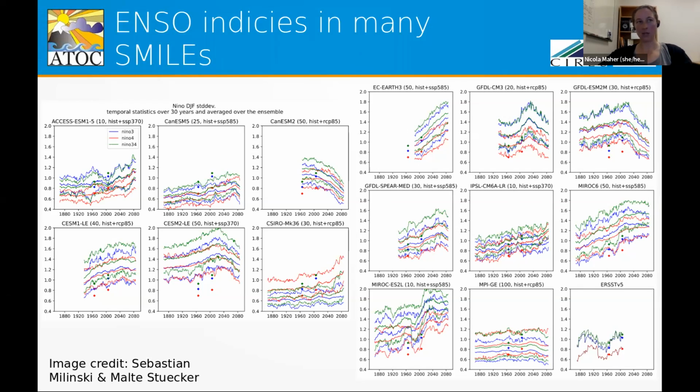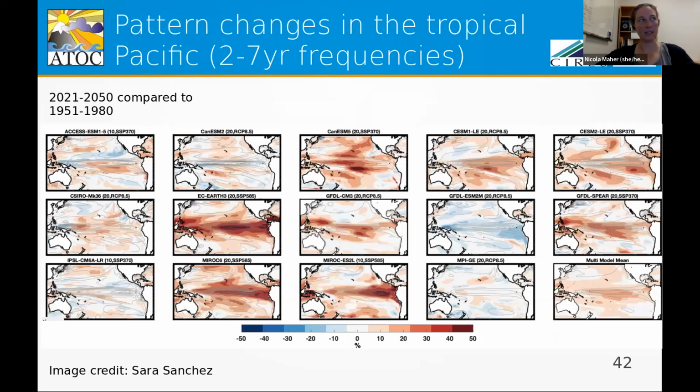Okay. And so we could stare at this for hours, but we're going to move on and look a little bit at the patterns. And for the rest of the results, I'm going to show you two time periods. I'm going to show you 2021 to 2050 compared to 1950 to 1980, and the end of the century compared to that earlier time period, as you've seen that there's some time-dependent response going on in a lot of the models. And so here we're looking at the patterns of ENSO.